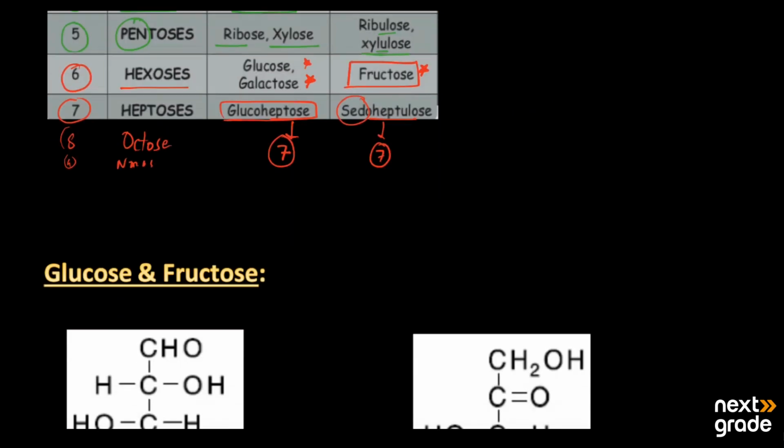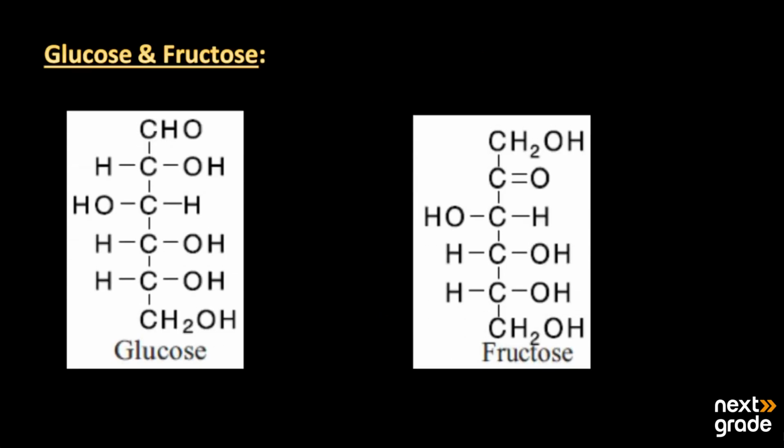Next, we have glucose and fructose. So this is the main group of the carbohydrates or the monosaccharides. In glucose, you can see that we have 1, 2, 3, 4, 5, and 6 carbon atoms. So basically, glucose is known as pentahydroxy. Pentahydroxy means 5 hydroxyl groups are present. So here hydroxyl number 1, 2, 3, 4, and 5. That's why it is known as pentahydroxy.